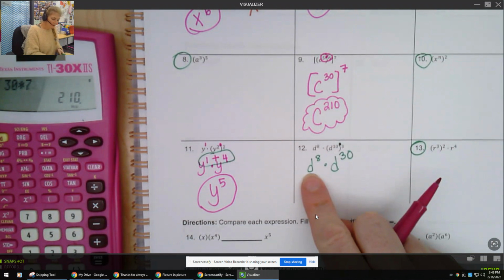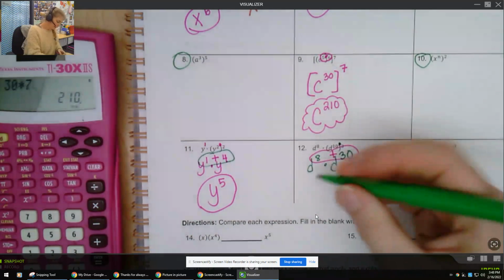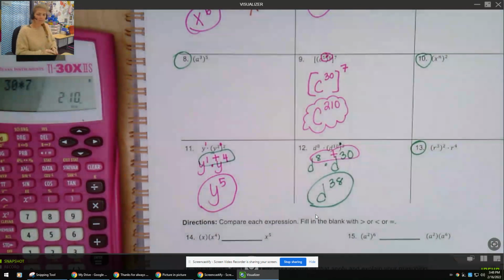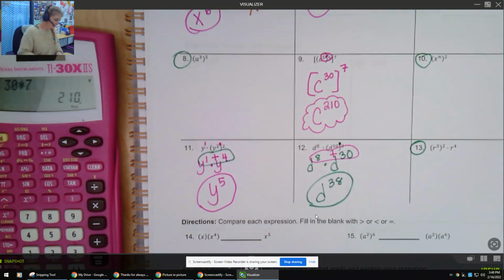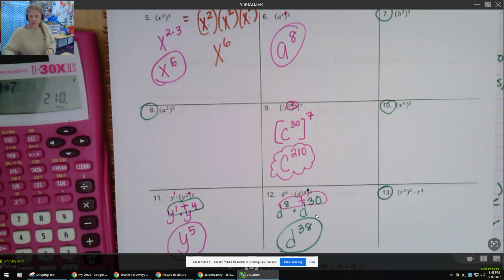And now if you have 8 factors of d and then another 30 factors of d, you're going to have a total of, that's right, 38 factors of d. Perfect. Go ahead and finish 7, 8, 10, and 13, and we're going to go over them as soon as you're ready. So go ahead and pause the video.